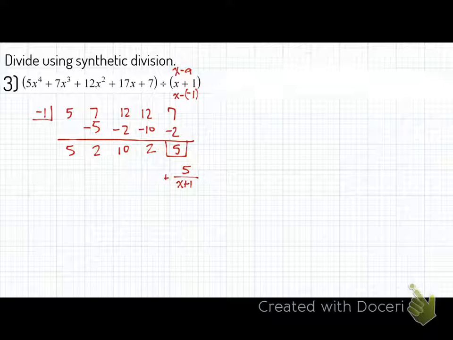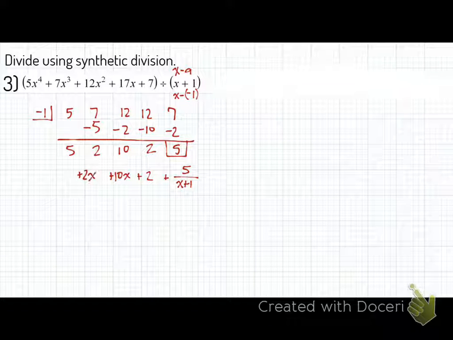And then I know this is my constant term, so I'm bringing down plus 2. This is my x to the first term, which is plus 10x. Then I got plus 2x squared. And then plus 5x cubed.